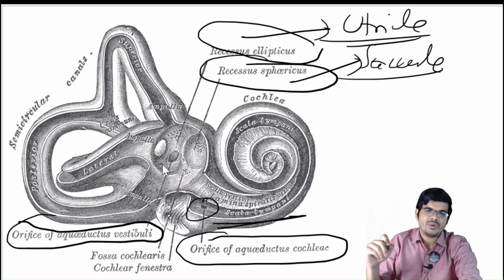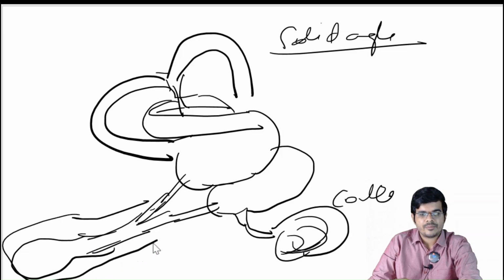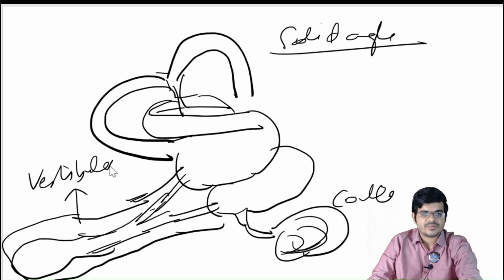What is this aqueductus vestibuli or vestibular aqueduct? Okay, now I told you the membranous labyrinth is like this, and outside the membranous labyrinth you have the ossification formed by the bony labyrinth. Okay, now to protect the endolymphatic sac you have a portion called the vestibular aqueduct, which is a part of the bony labyrinth.